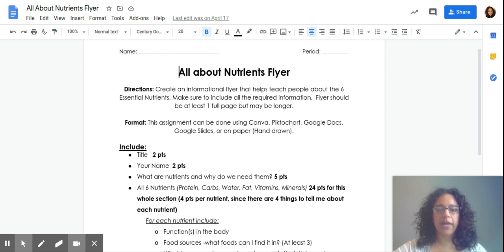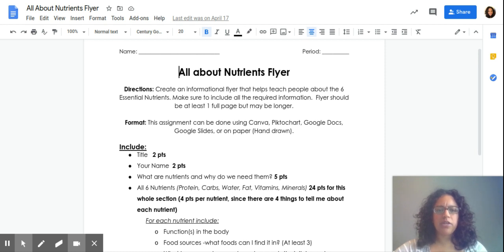You can do this flyer many different ways. First of all, it should be at least one full page, but it can be longer, and it says that right here. You may find that you end up doing 2 pages, and that's okay, but it shouldn't be more than 2 pages, so 1 to 2 pages long. You can do it using Canva or Piktochart, or you can use a Google Doc or a Google Slide, or you can even draw it on paper. You'll just have to take a picture of it and turn it in through Google Classroom still. So you'll have to figure out a way to turn it in digitally if you're going to do it on paper, but that is still an option for you if it's how you're most comfortable doing it.